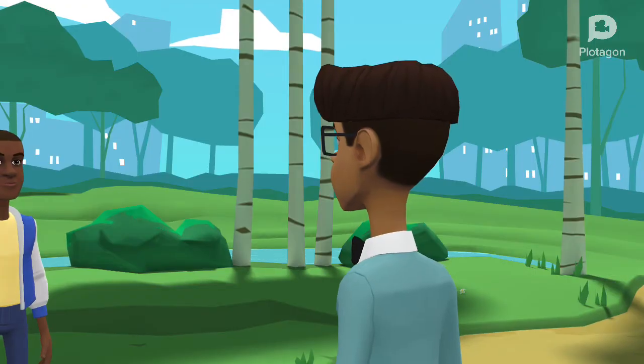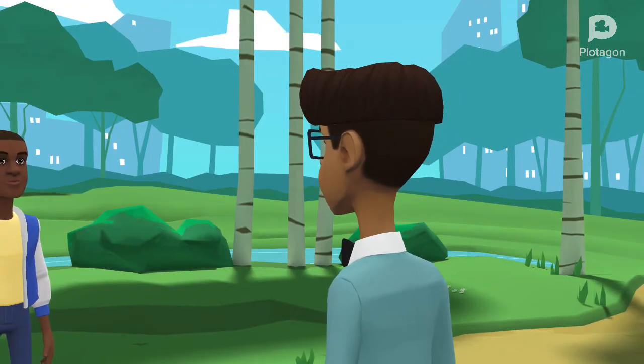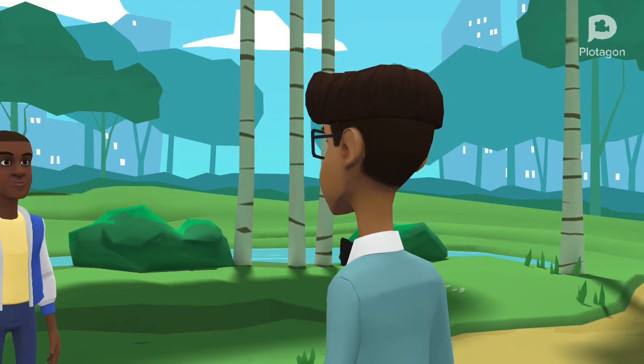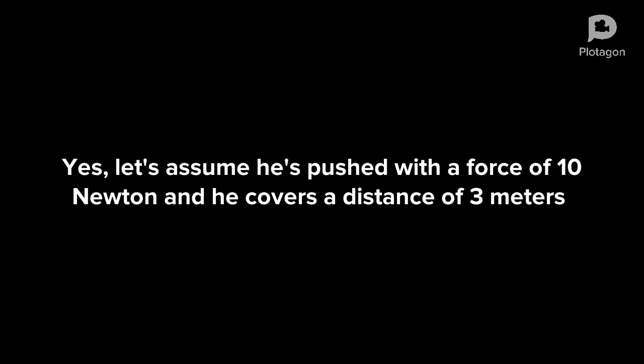Now this is my friend Scott. If I push him, he staggers back and covers a distance. Yes, let's assume he's pushed with a force of 10 Newton and he covers a distance of 3 meters. The work done there becomes W equals F times S, which is 10 times 3. So we have 30 joules.